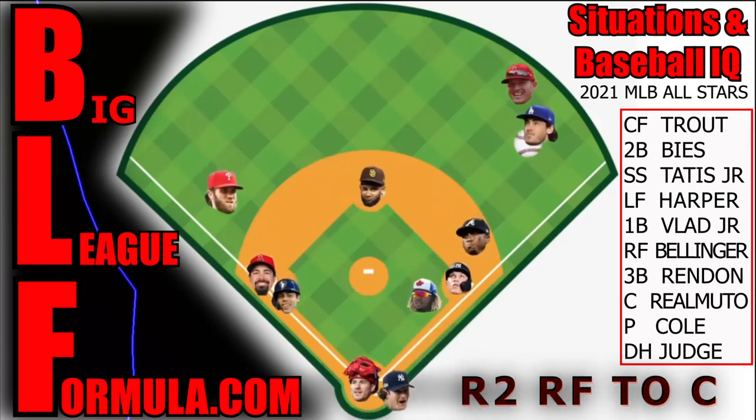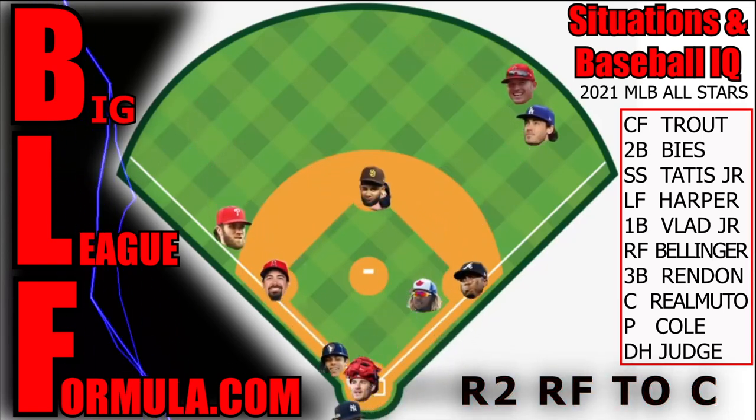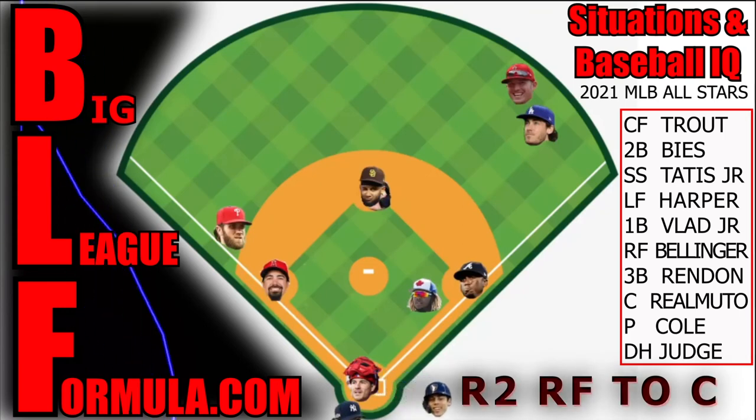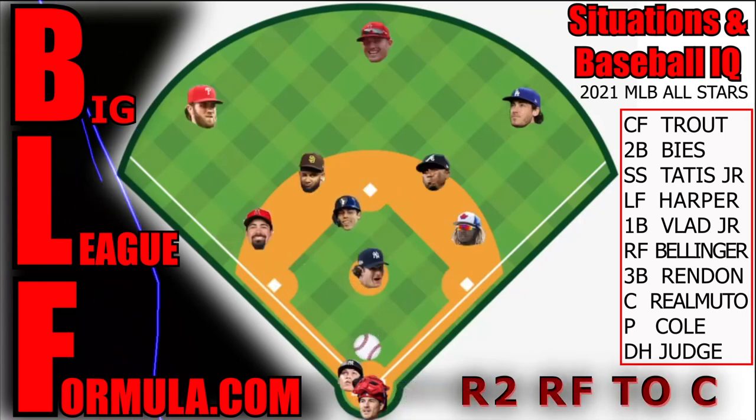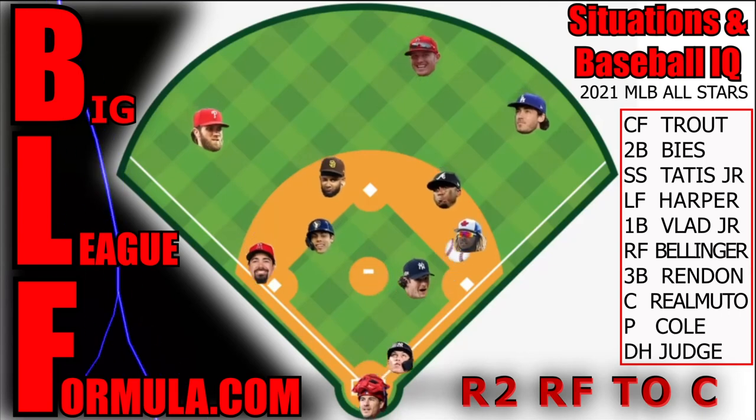In this situation, it looks like Judge was going to be way too safe for Realmuto to throw to second base, but Tatis Jr., shortstops, you got to cover second on this play. Runner on second, single to right field, shortstops, you got second base.